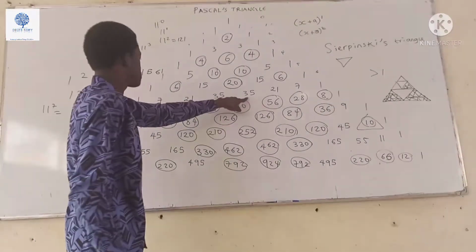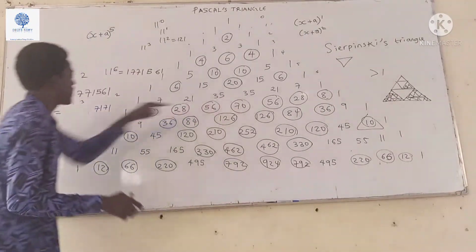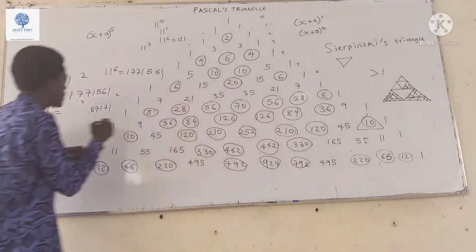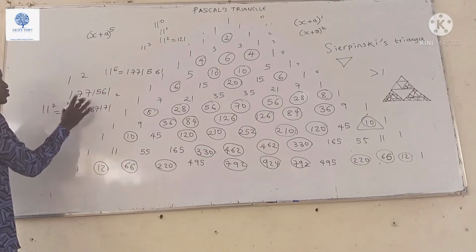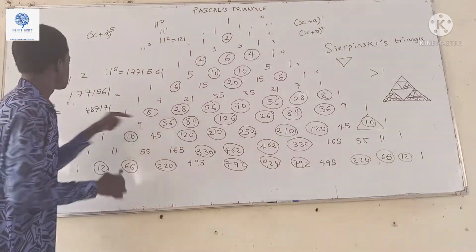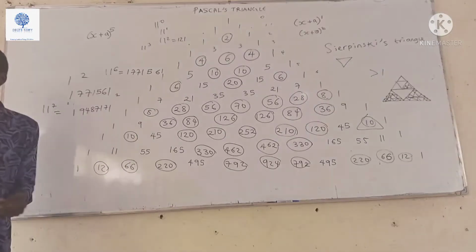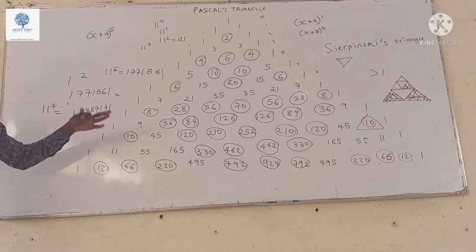We're here, right? So that 3 that we carry, you add it to 35. We have 8, carry 3. That 3 we add to 21, we have 24, carry 2, right? That 2 add it to 7, you have 9, and then you can drop the 1. Check 11 raised to the power of 7, you should get this answer.